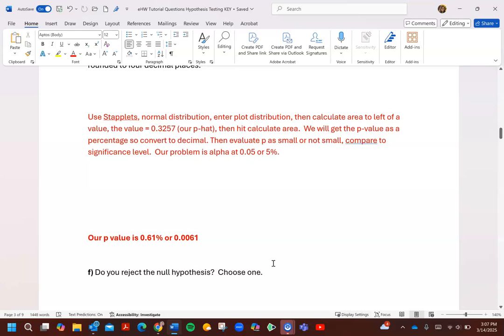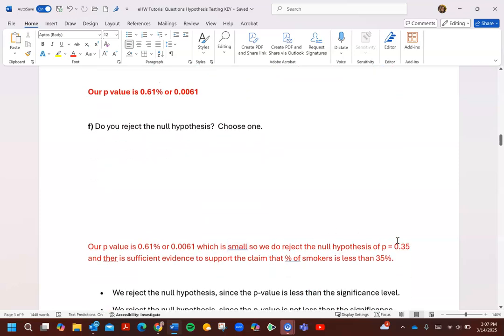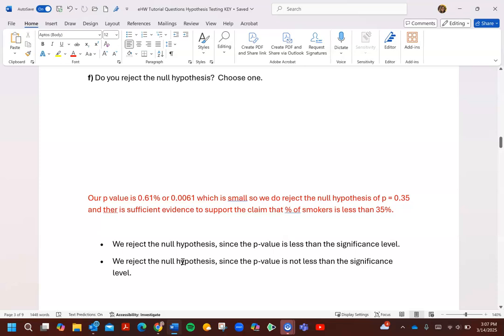And then do we reject the null? Choose one of the options below. Now, if we look at that and compare, is it small or is it big? Yeah, I guess. It is small. It's smaller than our significance. So that's what I just wrote out here. So we would reject the null for that. And so this is the answer. That's the first one.